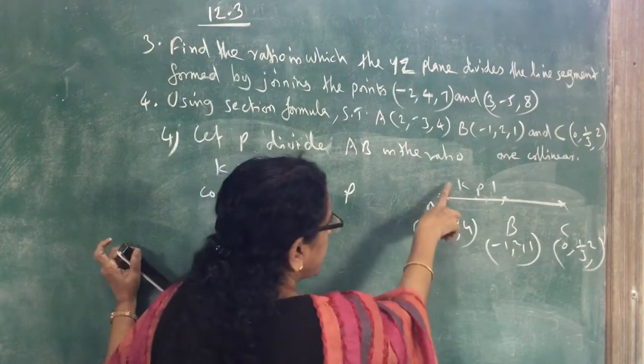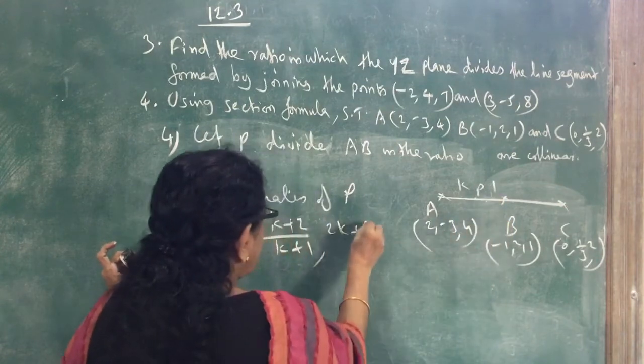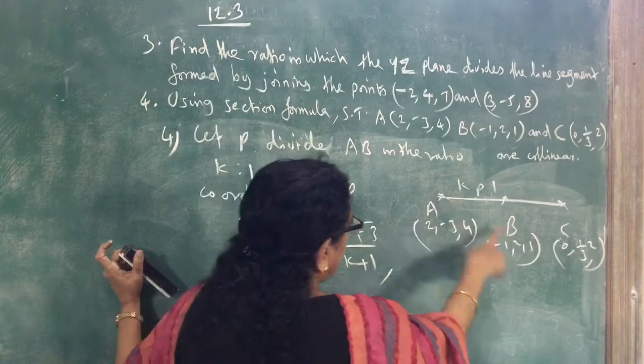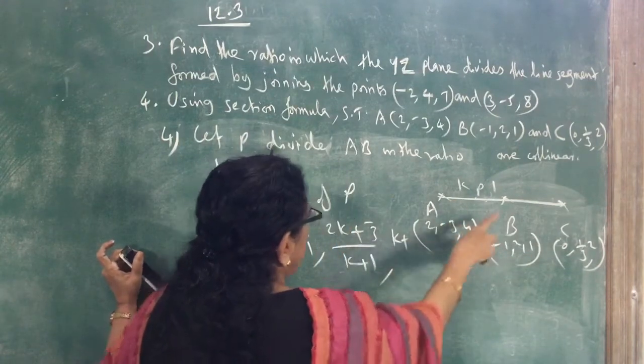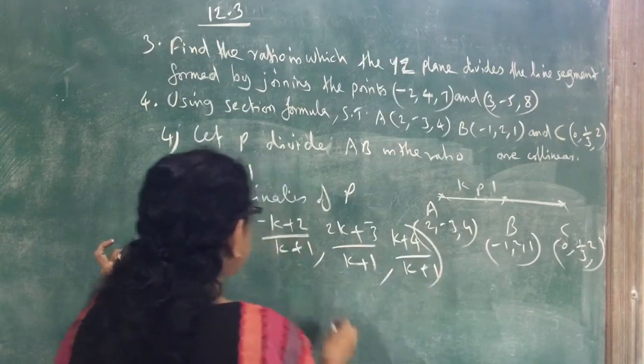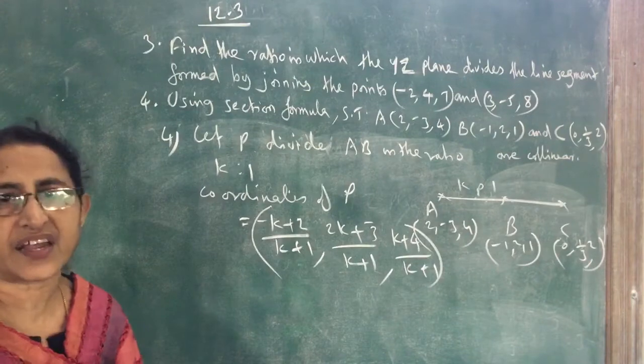Then the y coordinate is K into 2, that is 2K plus 1 into negative 3, by K plus 1. Then the z coordinate is K into 1, that is K plus 1 into 4, divided by K plus 1. So these are the coordinates of the point P which divides AB in the ratio K is to 1.